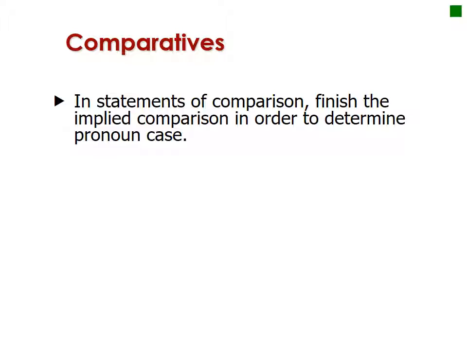get a good understanding of which one to use in compound subjects and objects. Comparatives and statements of comparison: finish the implied comparison in order to determine pronoun case. No one works harder than she, not her. And by finishing that, to see if it works, you would say, no one works harder than she works. So if you said no one works harder than her works, obviously the difference is that it should be she.